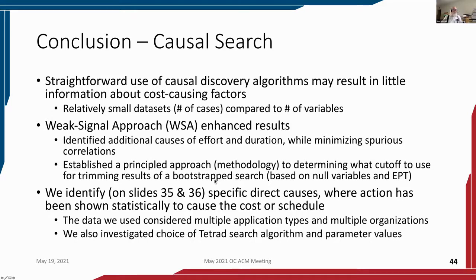And we identified specific direct causes for the two estimating models. And this is where action has been shown statistically to cause the cost or schedule. Not just correlated with the cost or schedule, but to cause the cost or schedule. And so these are pretty good results. We have multiple application types, multiple organizations. And along the way, we investigated what search algorithms to use and what parameter values.